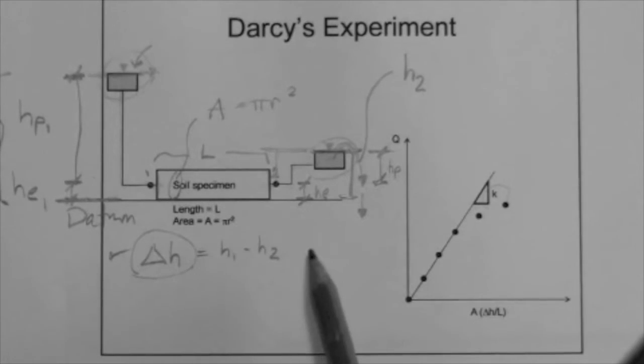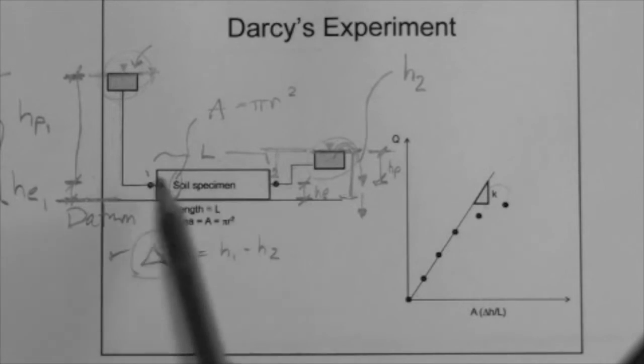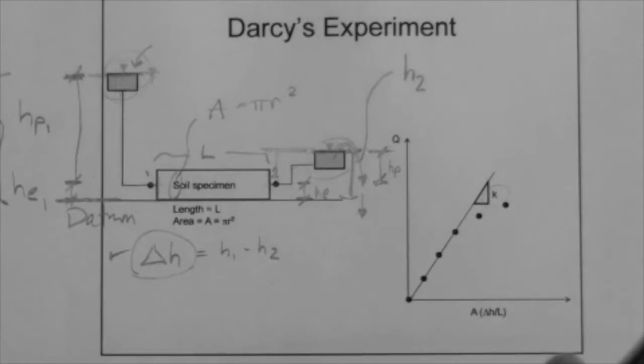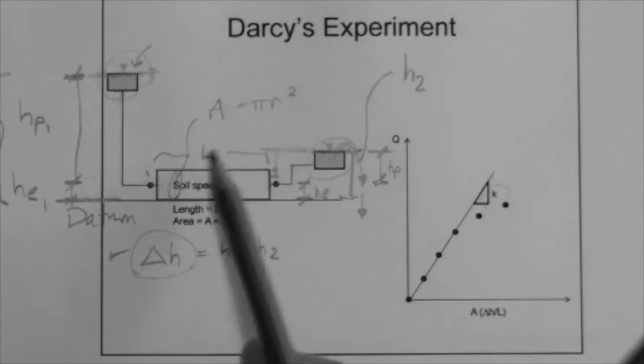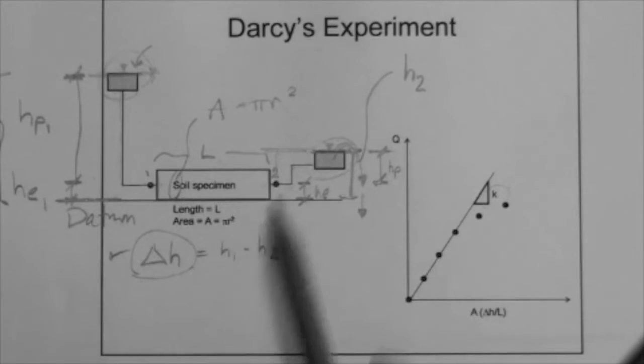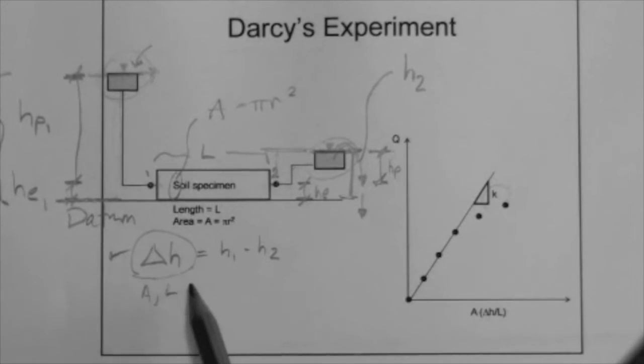The specimen size is a given. You can measure it. You have it in the lab, or Darcy has it in the lab, let's say, and it has an area. So that's given. So A and L.